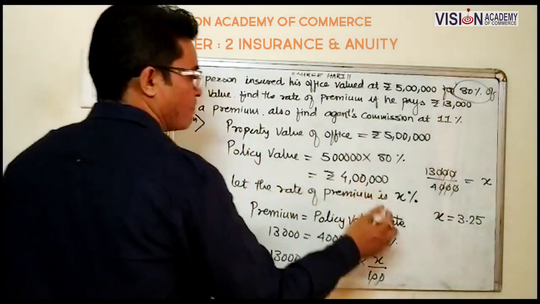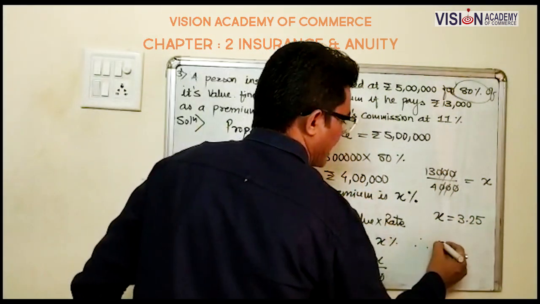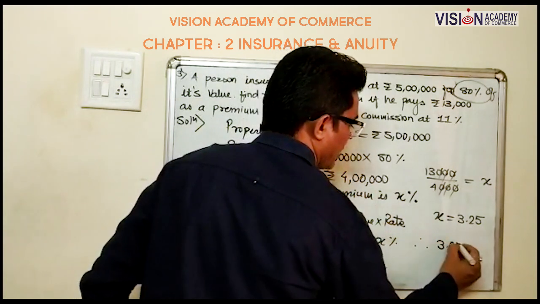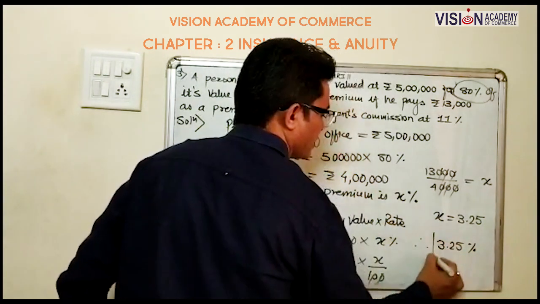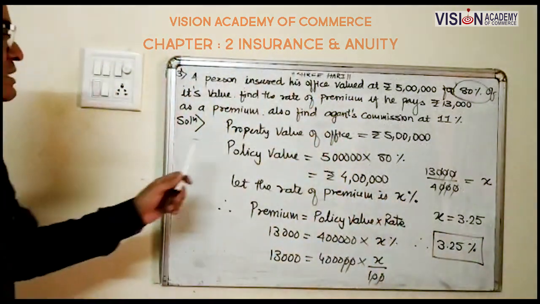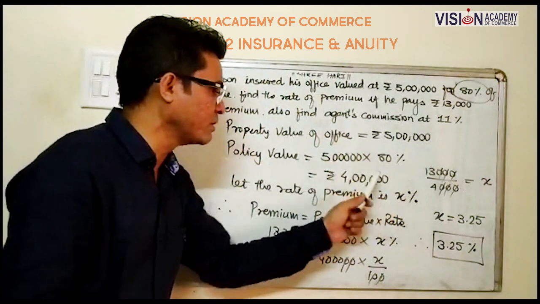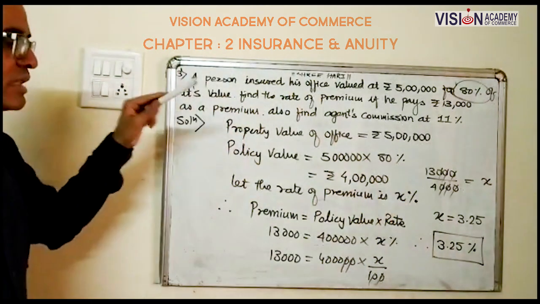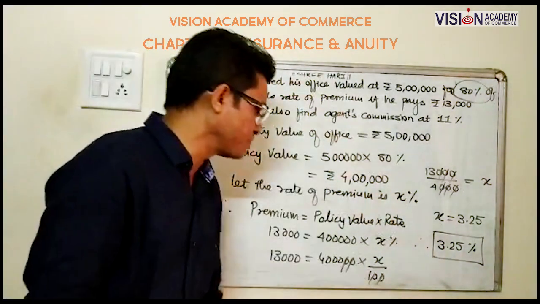X is rate of premium. So our rate of premium is 3.25%. Again, property value 5 lakhs, policy value 5 lakhs का 80% comes to 4 lakhs. We want rate of premium is X%.